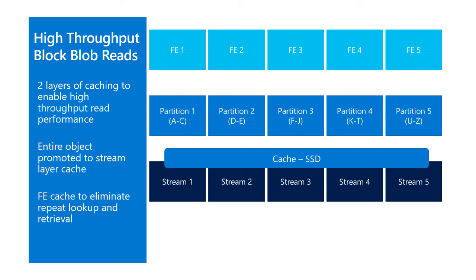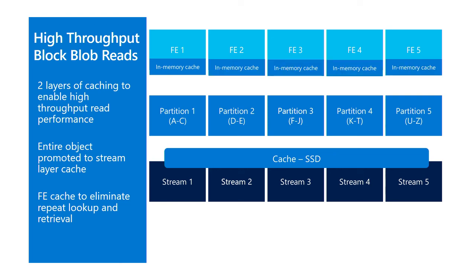And then once more applications are requesting that same object, the front-end servers also have an in-memory cache, so they don't have to go and do a lookup on the partition server. You're just serving it from the front end. So if you have tens of thousands of the same requests for the same object, we're able to serve it directly from the front-end server without you having to wait.